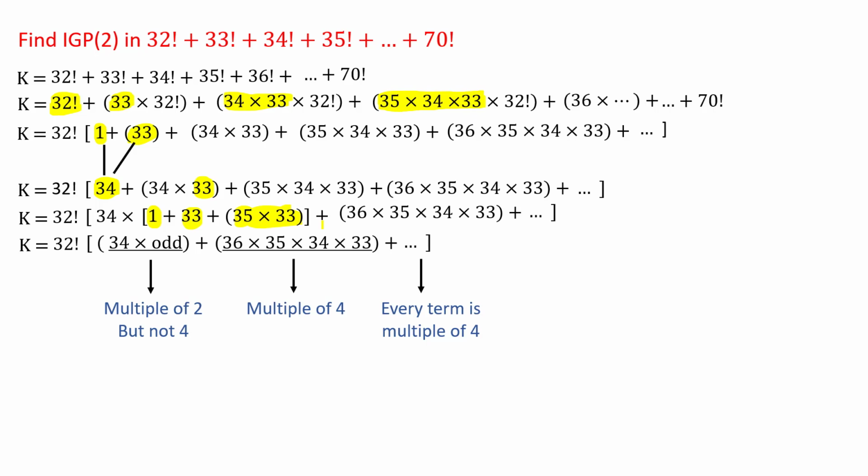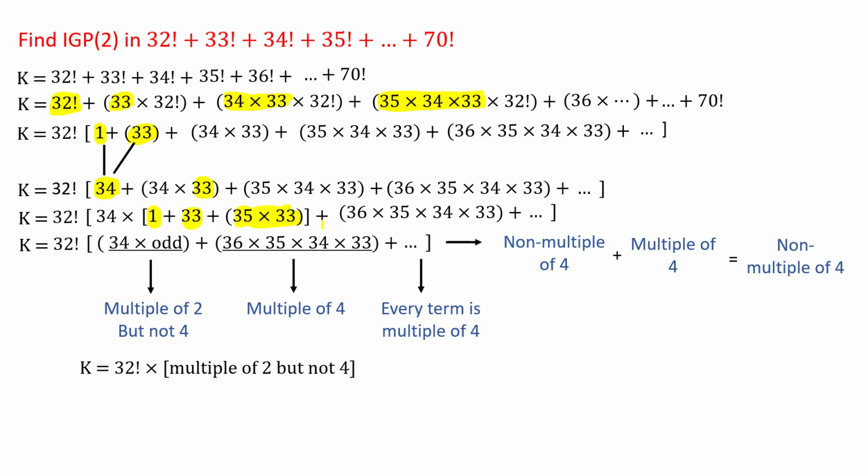So from this we come to know that the first number is a non-multiple of 4 and all the remaining numbers are multiples of 4. Non-multiple of 4 plus multiple of 4, this addition is always going to be a non-multiple of 4. So finally the value of k we can write as 32 factorial into a number which is a multiple of 2 but not 4.